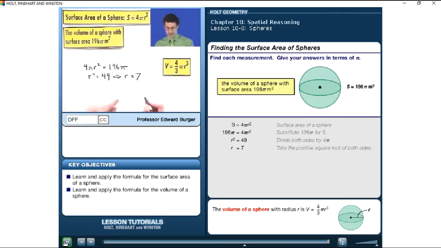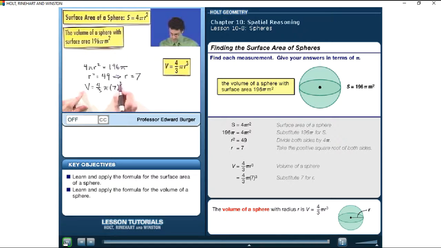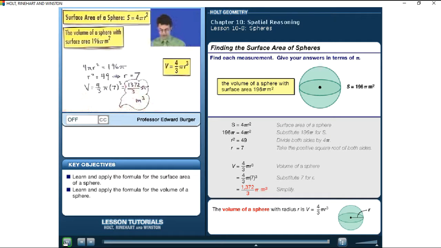Okay, great. Now, if r is 7, I can plug it into the volume formula and see that the volume is going to be 4/3 pi times 7 cubed, which works out to be 1,372 over 3 pi. And what are my units? My units are meters, but it's volume, so meters cubed. And so there you have it. So here was a question which first forced me to use surface area in order to find the radius in order to compute the volume. Neat.